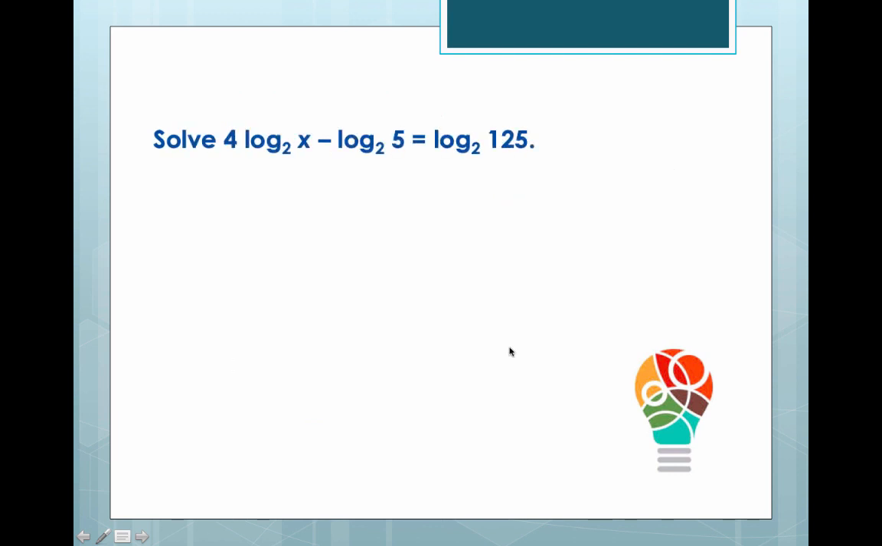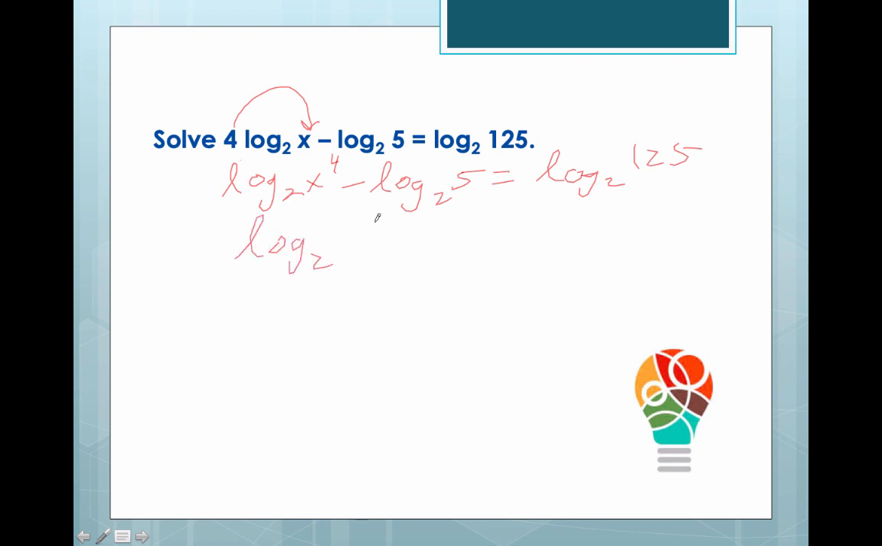Okay, now it's a little bit different because now we're going to need to deal with the fact that we have 2 logs base 2 on the left and 1 log base 2 on the right. So the first thing we're going to do is get this to be a single log base 2. I'm going to move that up, and I'm going to get log base 2 of x to the 4th minus log base 2 of 5 equals log base 2 of 125. Now I'm going to make a single log on the left. Subtraction means division. So all of these rules are going to be used now.